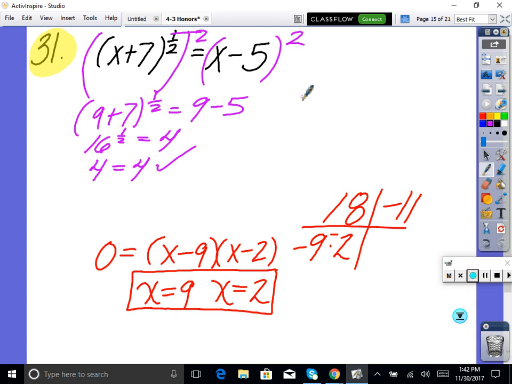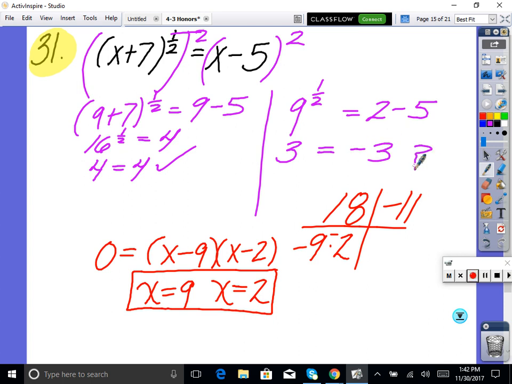Let's check 2. Okay, plugging in 2. So that's going to be 9 to the 1/2 power over here. Does that equal 2 minus 5? Square root of 9 is 3 equals negative 3. Heck no. Extraneous. Cool. This is fun. Let's do another one.